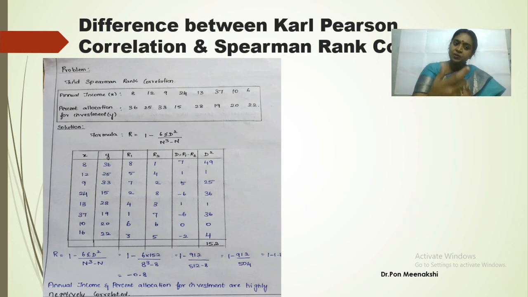As with Karl Pearson correlation, we have to write a conclusion, positively correlated or negatively correlated. The only thing is the formula is different. Karl Pearson correlation measures quantitative variables, and Spearman correlation measures qualitative variables. For Karl Pearson, small r is equal to sigma xy divided by root of sigma x squared into sigma y squared. But for Spearman, capital R is equal to 1 minus 6 sigma d squared divided by n cube minus n. I hope you understand this concept.